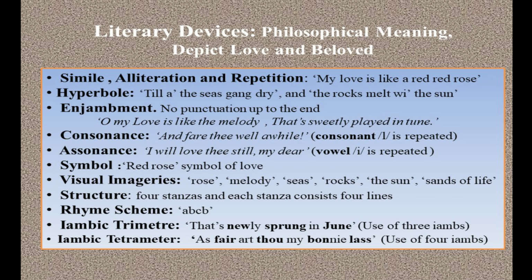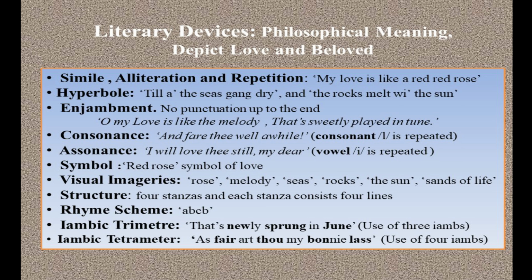Red rose is used as the symbol of love. The line thus has a symbolical meaning which differs from the literal meaning. The rose, melody, seas, rocks, the sun, sands of life are examples of visual imagery. They represent something that can be experienced or understood through our five senses.